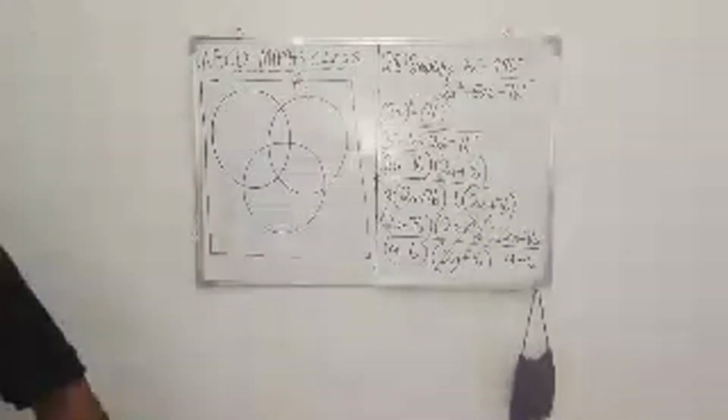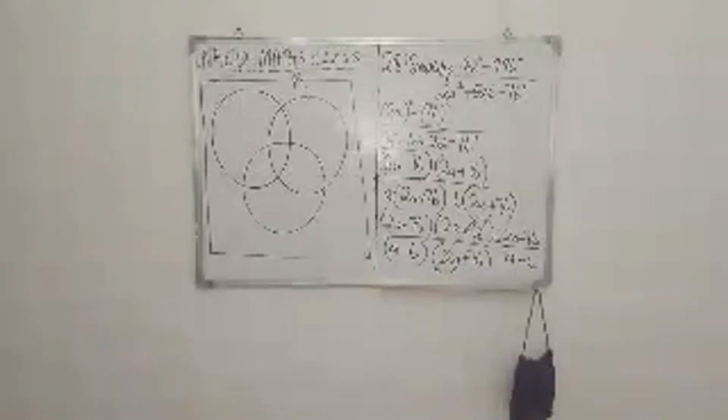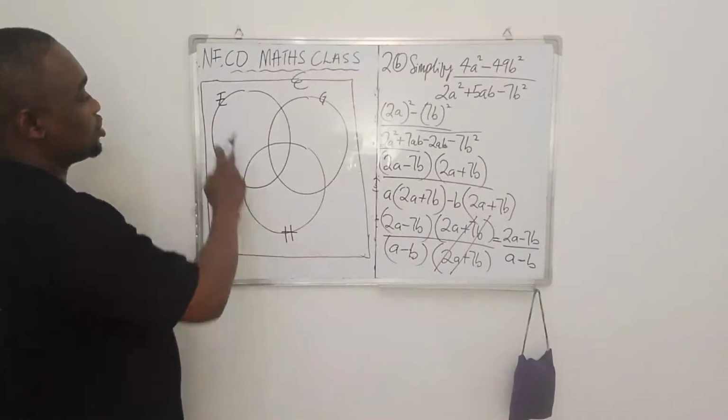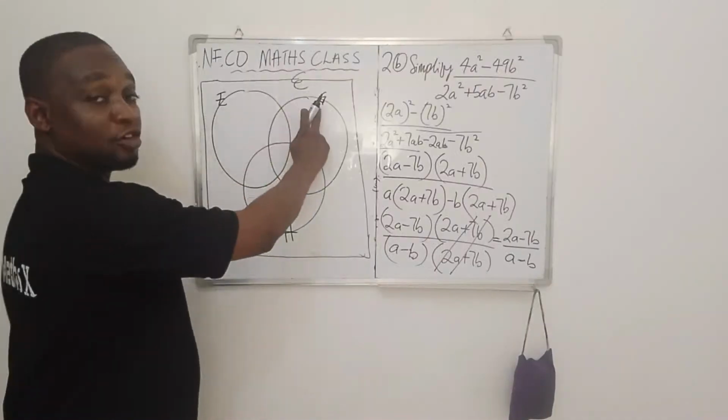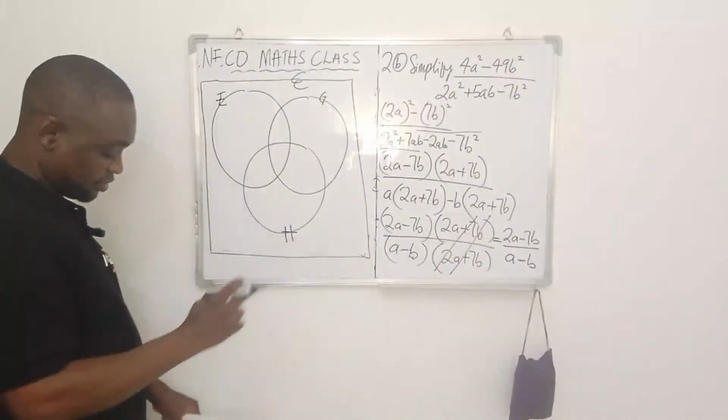Please, I'll check my transmission again. For the first part here, this circle is the circle. Note that. So E for economics, G for government, H is for geography. Please pardon me for this.